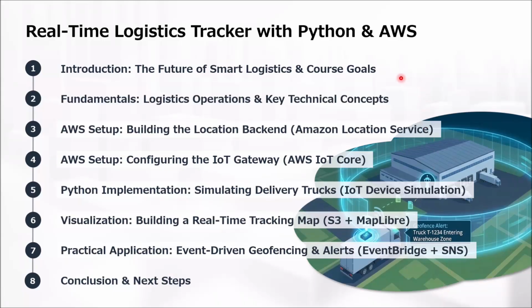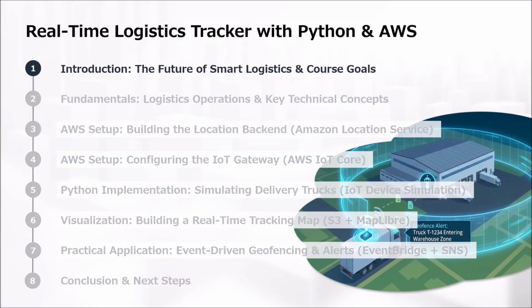First, in sections 1 and 2, we'll cover the course goals and give you a high-level overview of the system architecture. Then, from sections 3 through 7, we'll build each individual component step by step. Finally, we will integrate these components to test and run the fully functional system together. Alright, let's get started with section 1.